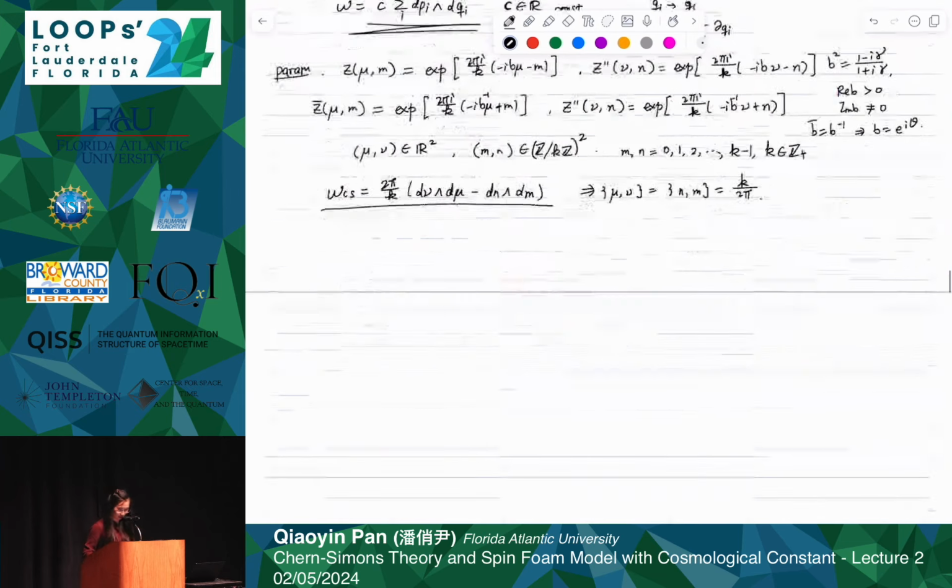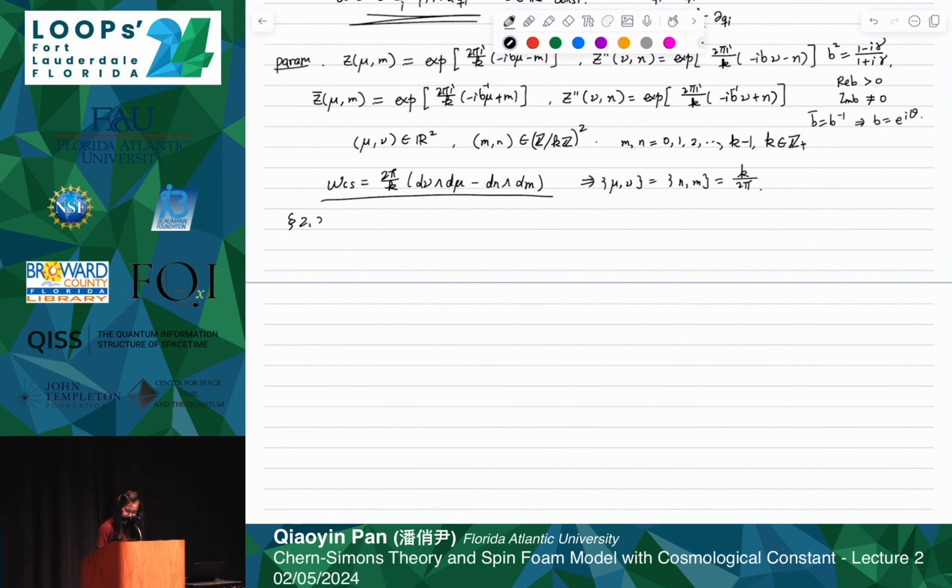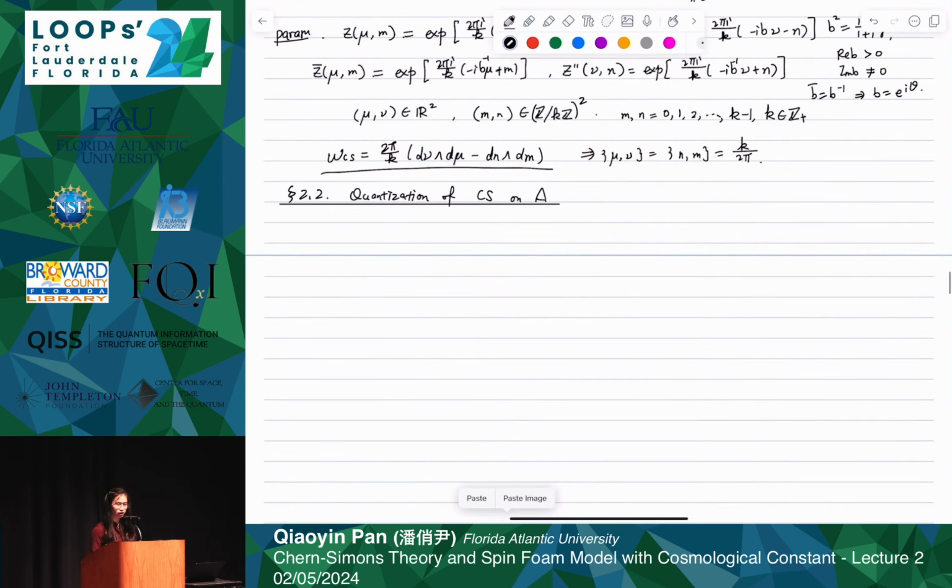Let's quantize it. So the next thing to do is the quantization of the theory on an ideal tetrahedron. To quantize it, we introduce a quantum parameter, which I denote by q.